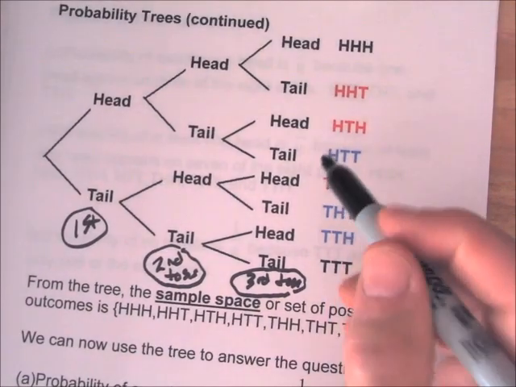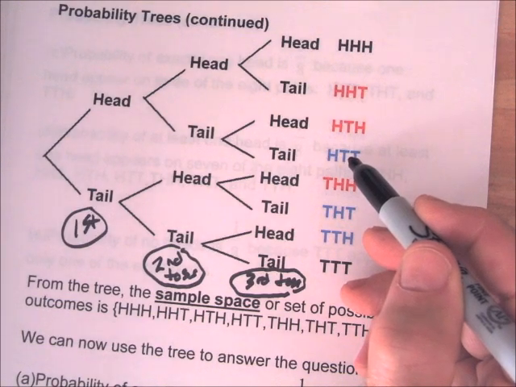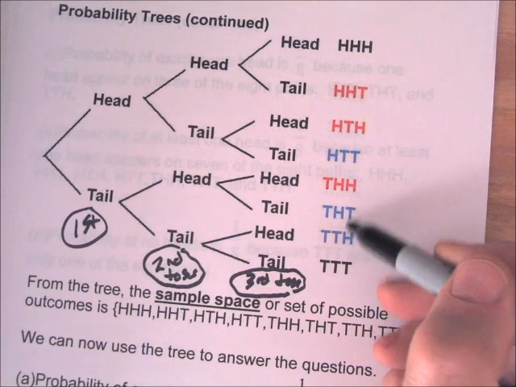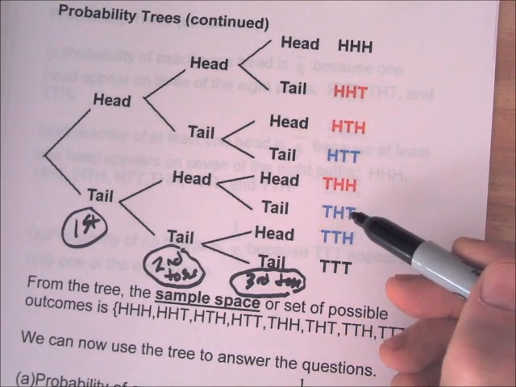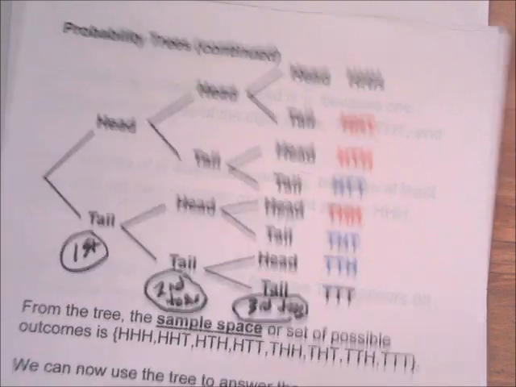Probability of exactly 1 head, and again those are in blue here. 1 head means there's 2 tails. So head, tail, tail would be 1 path. Tail, head, tail, and tail, tail, head. So the 3 paths in blue have exactly 1 head, and there's 3 of them, so its probability is 3 out of 8.